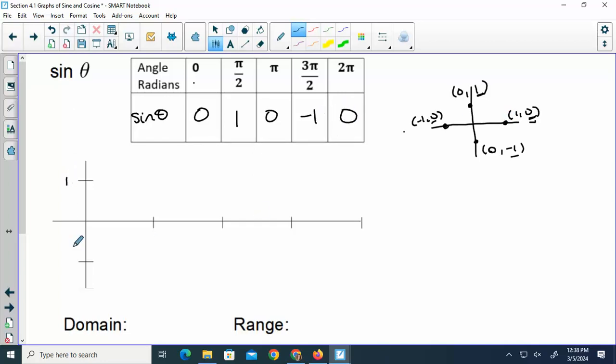Okay, so let's start plotting these. So my radians are going to go on my x-axis. So my 0, pi over 2, pi, 3 pi over 2, and 2 pi. Notice how these are evenly spaced out because the distance between them represents 90 degrees, so they're all evenly spaced. So we have 0, 0. At pi over 2, it's 1. Pi is 0. 3 pi over 2 is negative 1. 2 pi is 0.